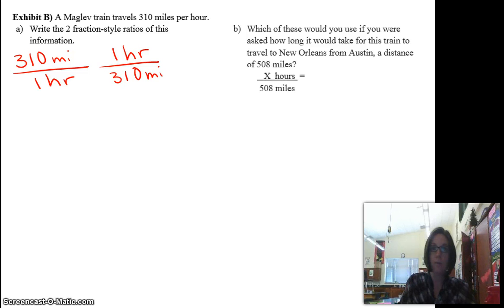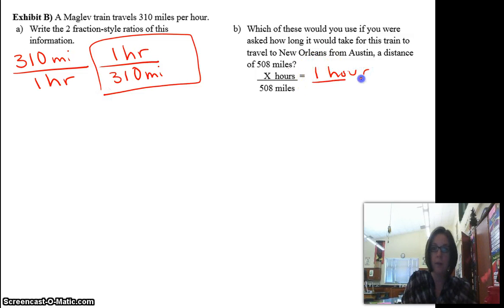The rest of the problem asked us, if we were going to travel to New Orleans from Austin, that distance is 508 miles, how long would it take? So we would set it up like X hours over 508 miles, which is how far we're going to travel. Then we'd come over here and pick the one that matches for the other side of the equal sign. That would be this one right here. So I'm going to write in my 1 hour over 310 miles.